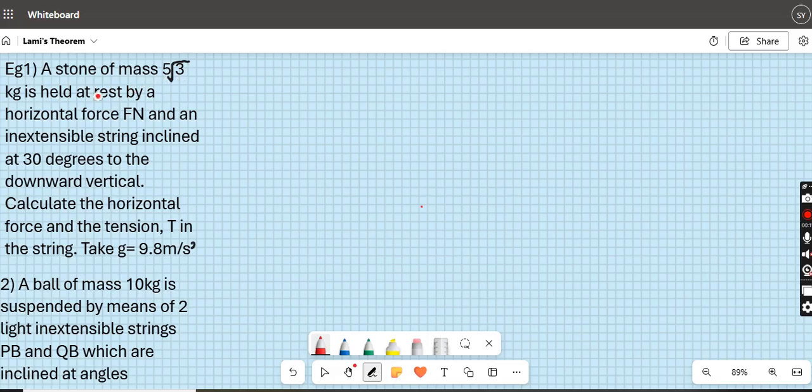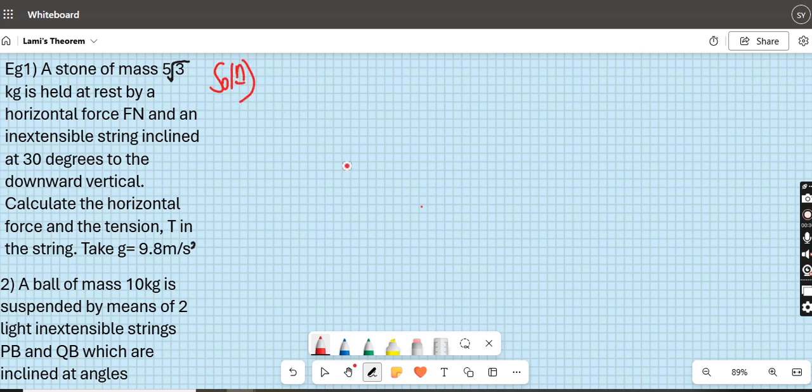A stone of mass 5 root 3 kilograms is held at rest by a horizontal force F and an inextensible string inclined at 30 degrees to the downward vertical. Calculate the horizontal force and the tension T in the string. We'll start by drawing a diagram.